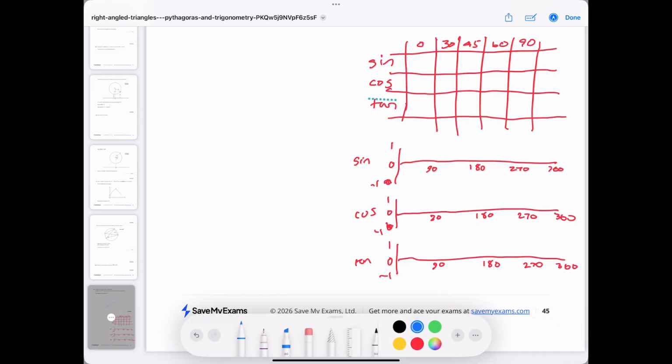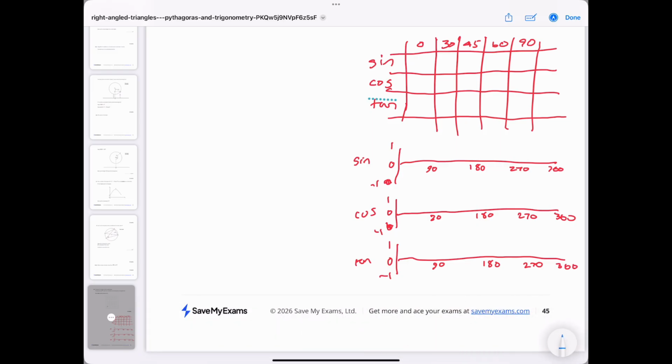Okay, I'm just going to change colour. If you put sin 0 into your calculator, you'll get 0. If you put sin 90, you get 1. If you put sin 180, you get 0. 270, you get -1. And 360, you get 0. So this is what sine looks like. And sine waves are really important. They're like the basics of music and various other things, as are cos waves.